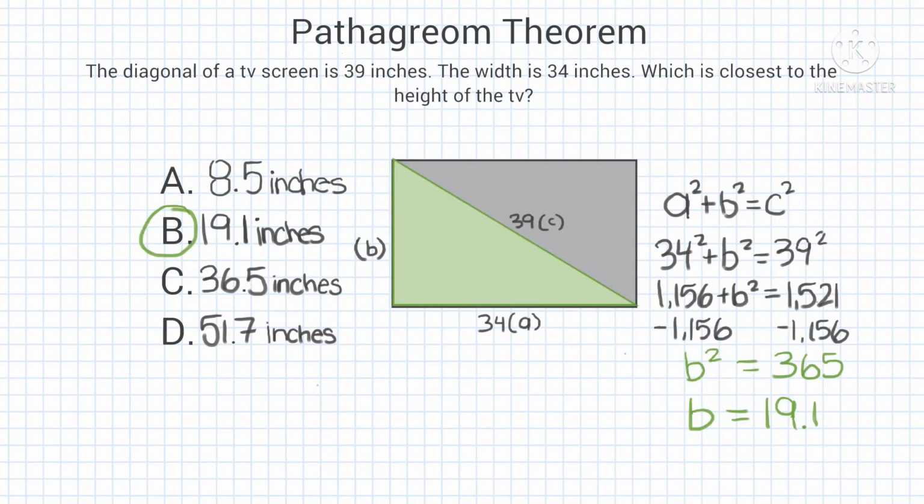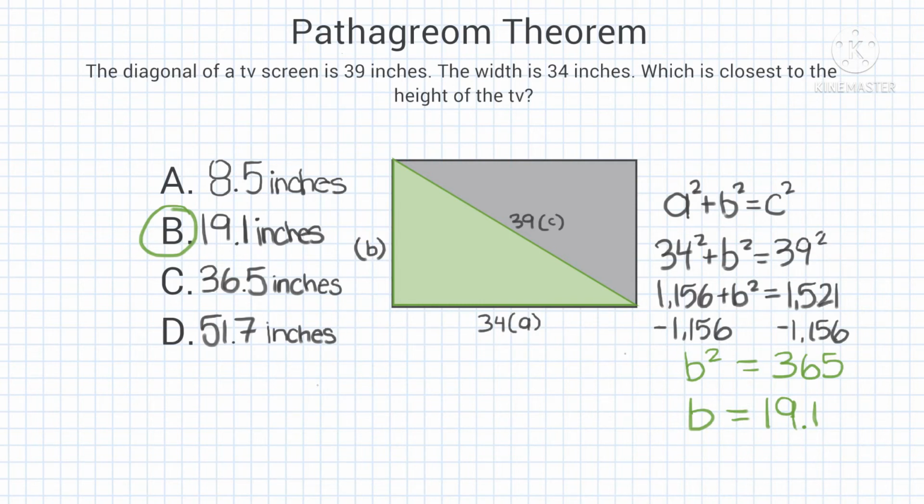Whenever a problem gives you a diagonal measurement and then a width or a height, and asks you to find the missing length, it's almost always asking you to use the Pythagorean theorem. The Pythagorean theorem is the formula to find the missing side of a triangle. A squared plus b squared equals c squared. C squared is the longest side, and a and b are the two shorter sides.